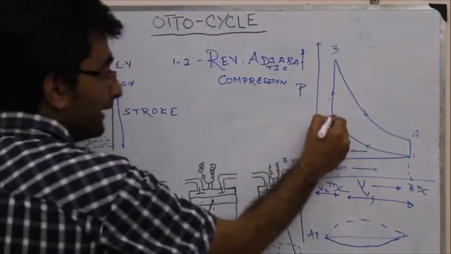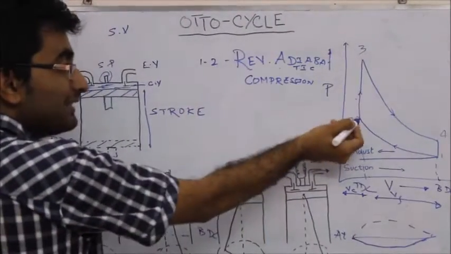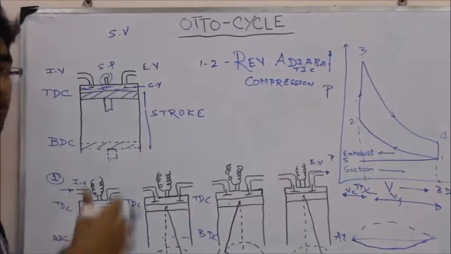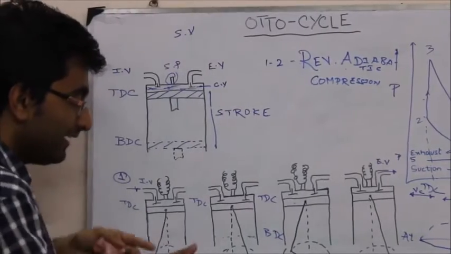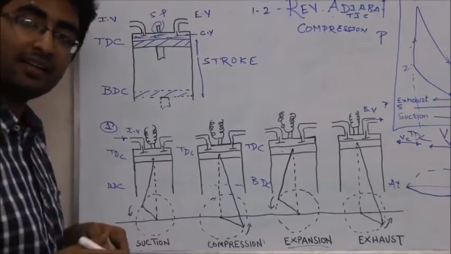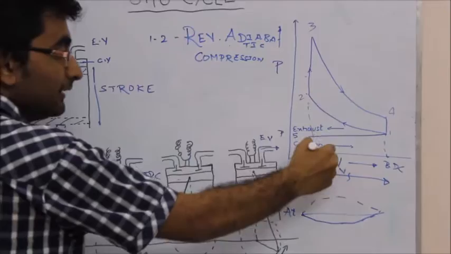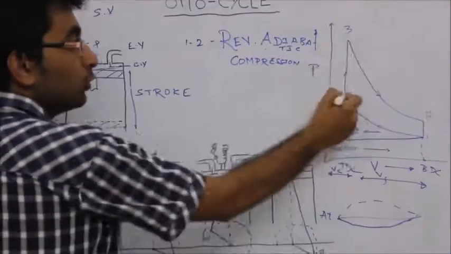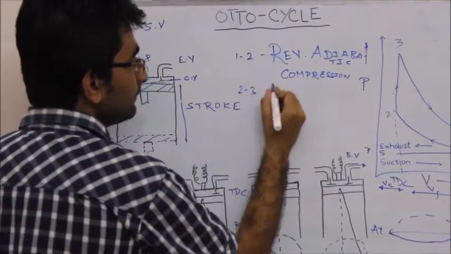Now, you can see that from 2 to 3 we have constant volume. There is a sharp increase in the pressure. During the process 2 to 3, heat is added at constant volume. I said that before the end of the stroke, heat is added before the piston reaches TDC. That occurs actually, but theoretically you can see this increase occurs when the piston reaches TDC. So 2 to 3 is heat addition.